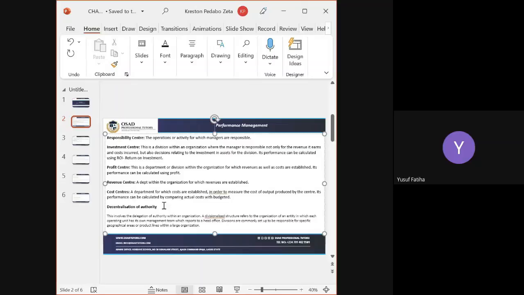This is a department or division within the organization for which revenues as well as costs are established. Its performance can be calculated using profits. This particular center is majorly in charge of just calculating profits. That is just what they are into.